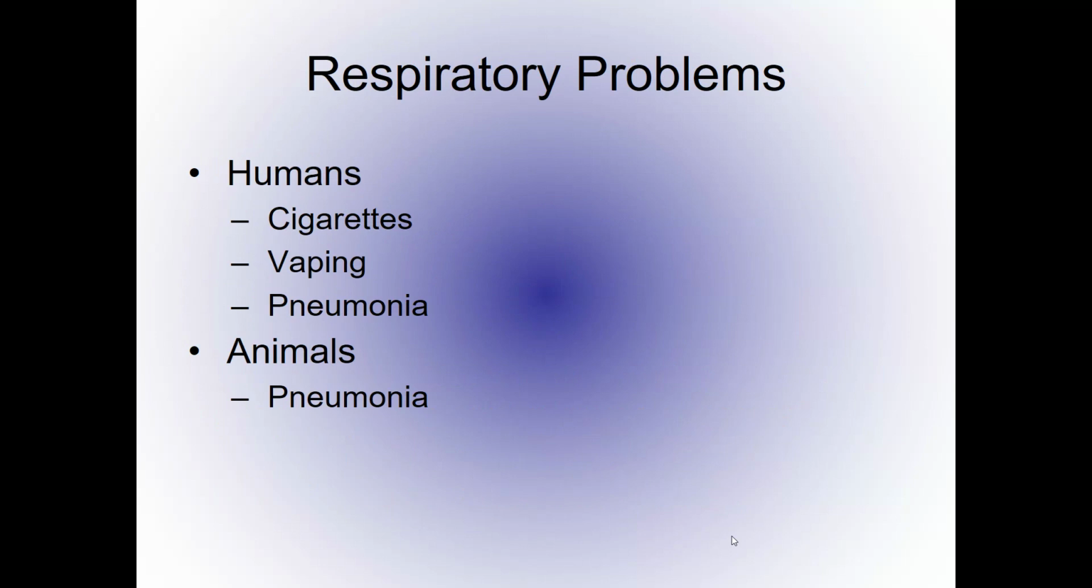Now, we human beings typically have some respiratory problems that are a little bit different than animals, but we do have a few things in common. The bigger respiratory problems in human beings are caused by cigarettes and vaping, as well as working in different scenarios where there's a lot of particulates in the air, and those particulates can sometimes be harmful. In animals, we focus more on things like respiratory viruses, and then also pneumonia.